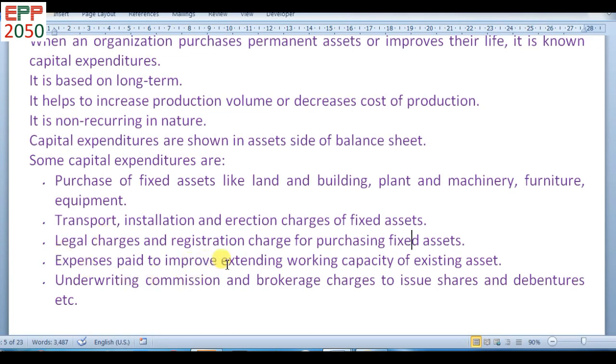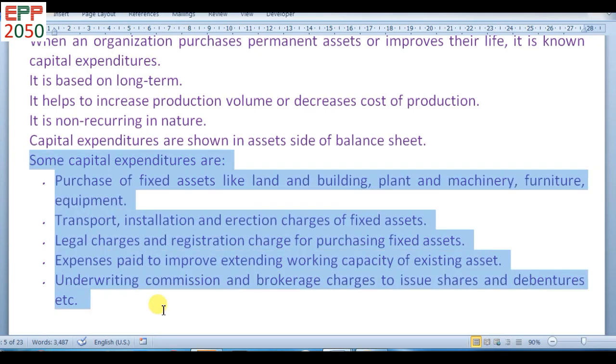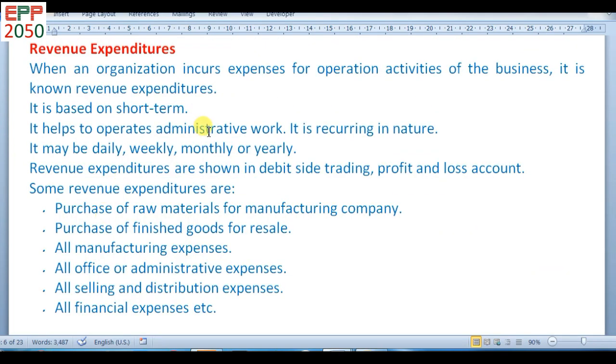Expenses paid to improve or extend the working capacity of existing assets. It means when you purchase a second-hand vehicle, if you spend some amount to put it in running condition, that is extending the working capacity. Underwriting commission and brokerage charges to issue shares and debentures, etc. These are some capital expenditures. Now let us go to revenue expenditures.